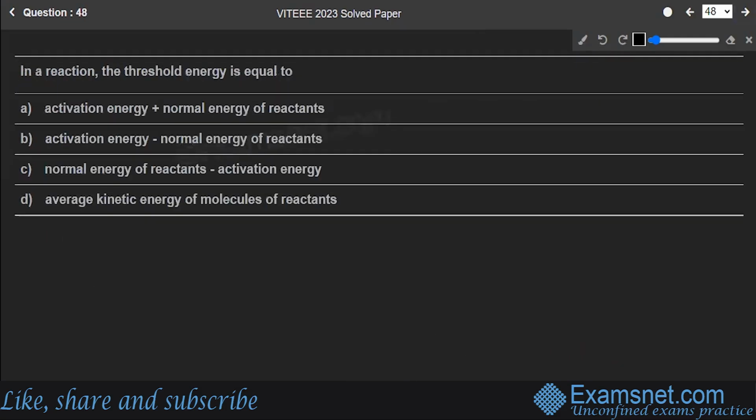Hope you understood this. Next is question number 48. In a reaction, the threshold energy is always equal to the activation energy plus the normal energy of the reactants, or the internal energy of the reactants. So definitely you have the first option as the right answer.